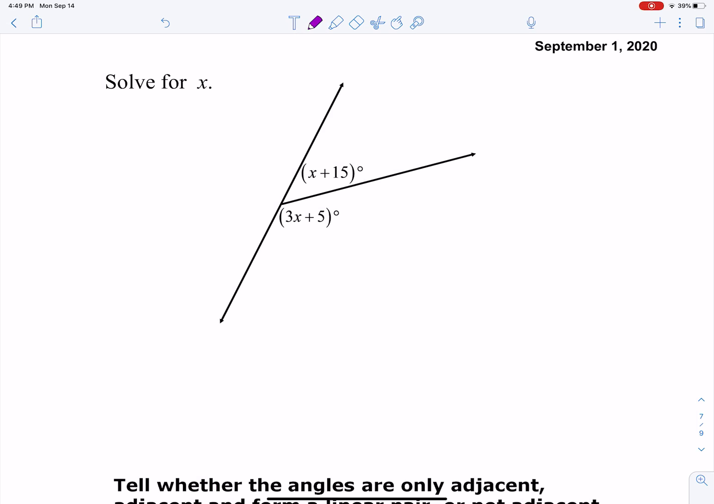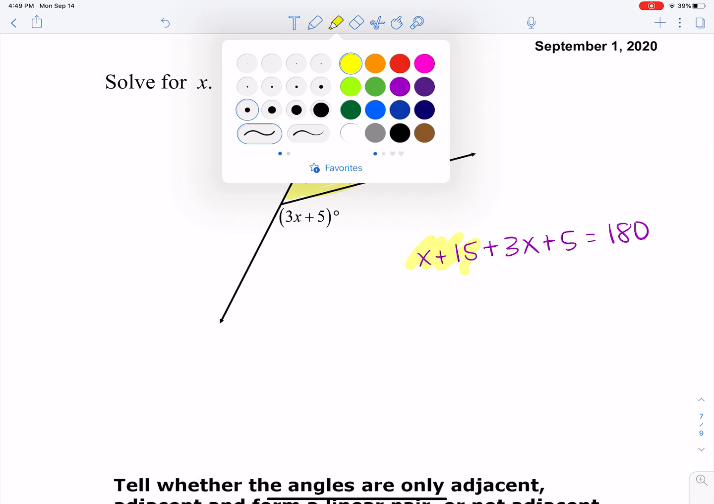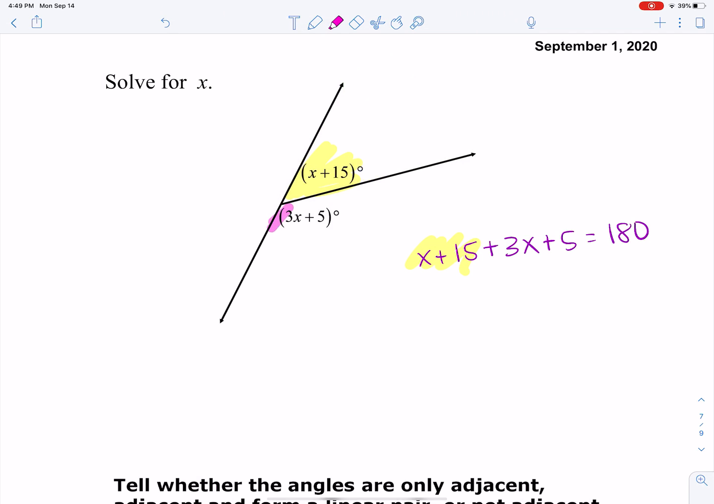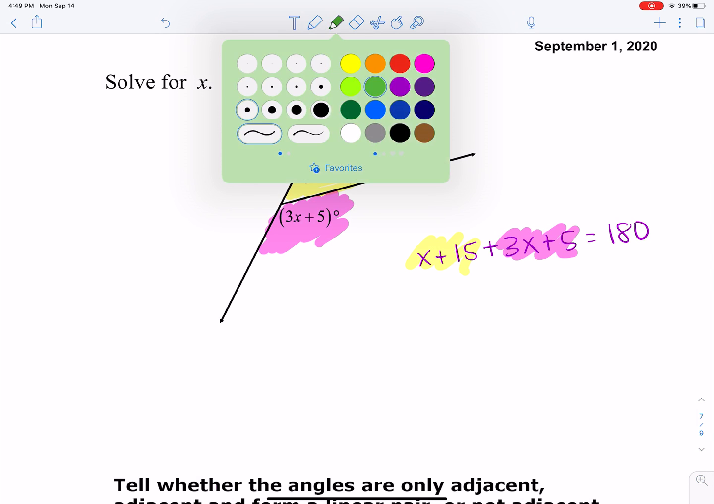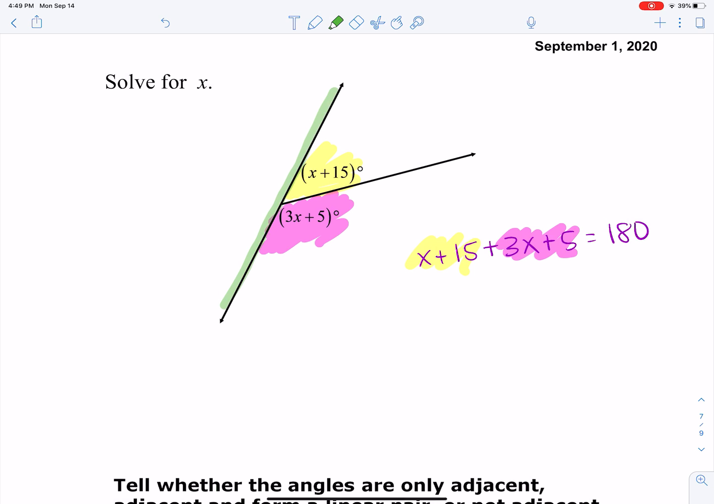Here again we have a linear pair, so I know this angle plus this angle have to add up to be a straight line, which has a measure of 180. So combining like terms, 4x plus 20 equals 180, you can solve for x.